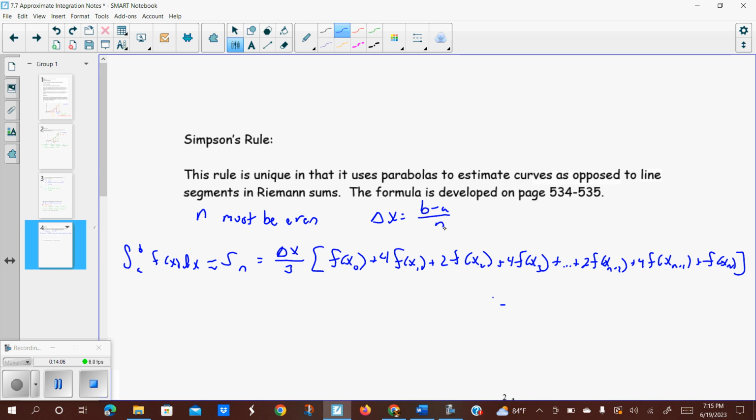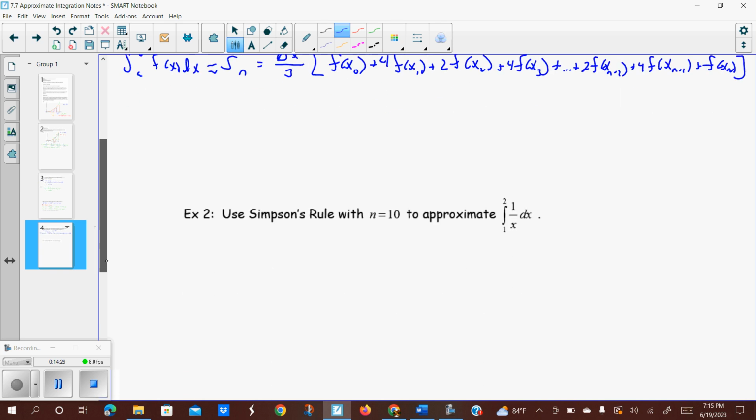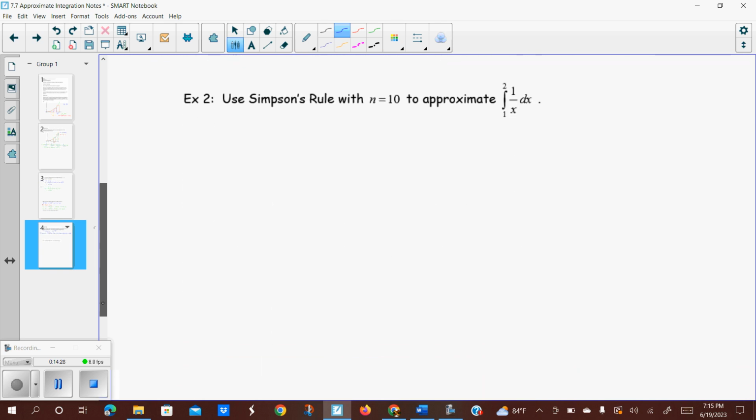So we are going to use Simpson's rule to do the same one that we just did, the 1 over x from 1 to 2, and we'll see how close of an approximation Simpson's rule gives us. Again, now think about this. We're using parabolas, which are already curved in nature, to approximate a function which is most likely curved. So you would think that this would probably give you a pretty good approximation.